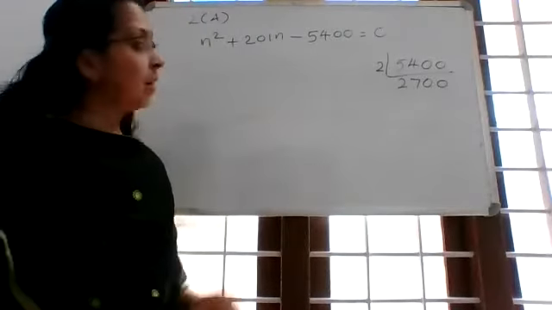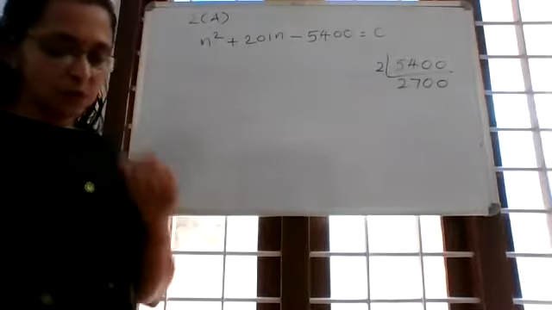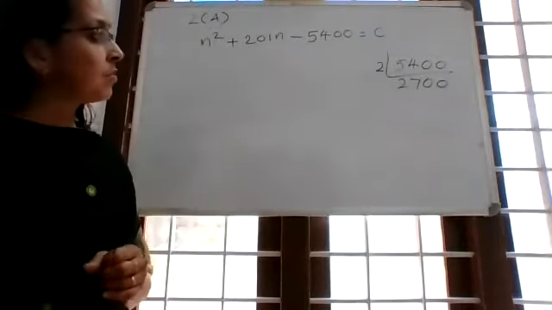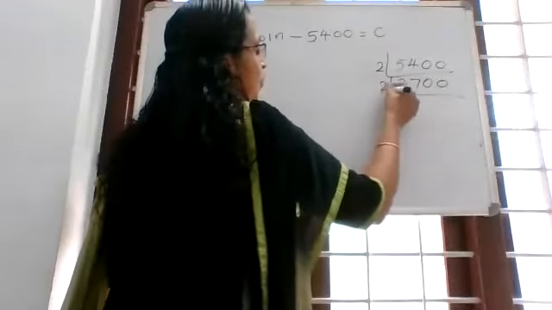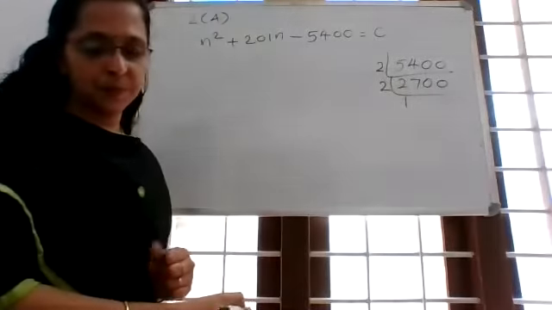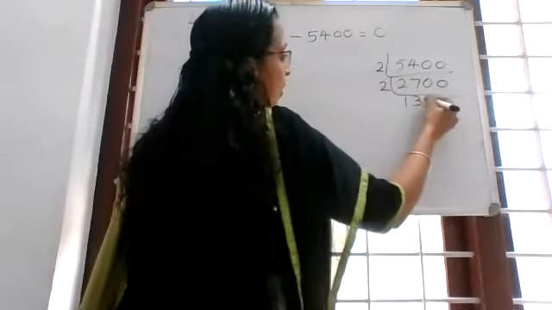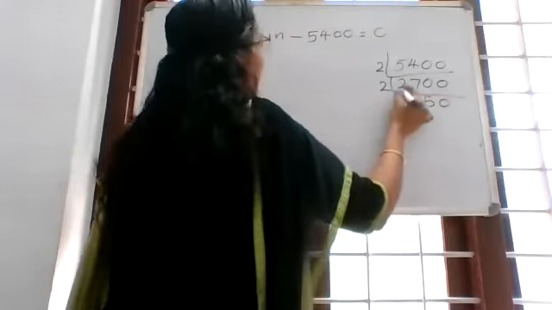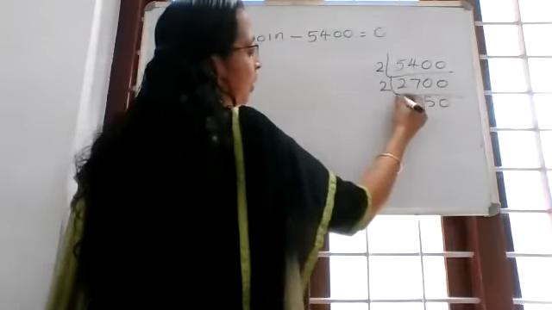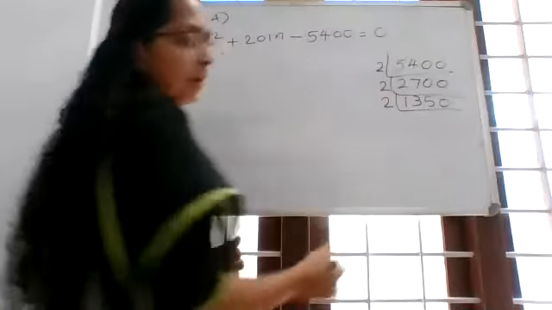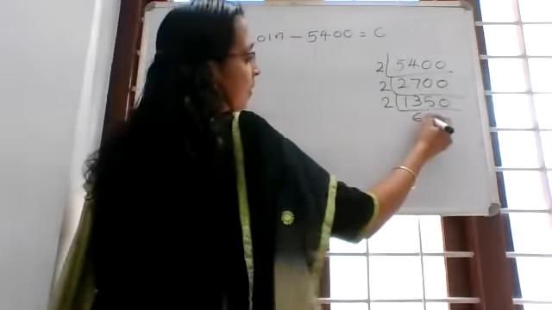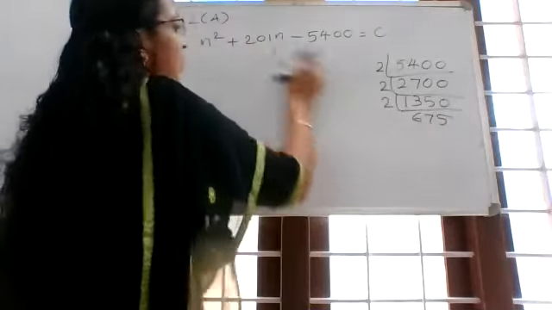Again we can factorize 5400. Divided by 2, you will get 2700. Next, 2 by 2, 1350. Then check whether it is possible or not. Again 2, so how many times? 675. Then check it.